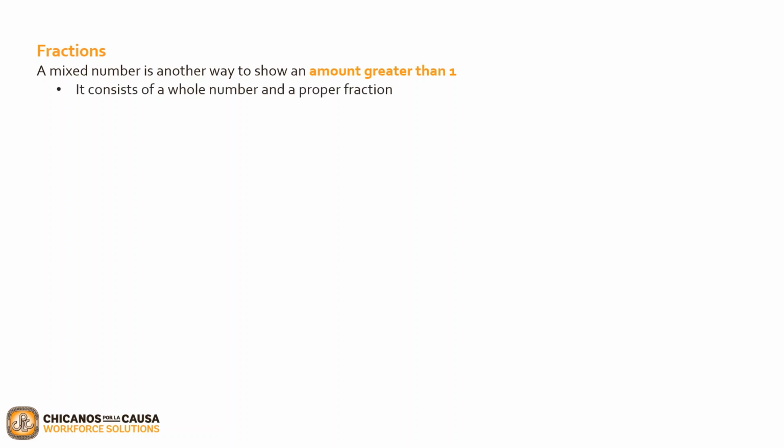Now, because we're talking about math, there are, of course, a bajillion ways to look at one thing through different lenses. So, we also have something called a mixed number, which is another way to show an amount greater than 1. A mixed number consists of a whole number and a proper fraction. A proper fraction being that the numerator is less than the denominator.